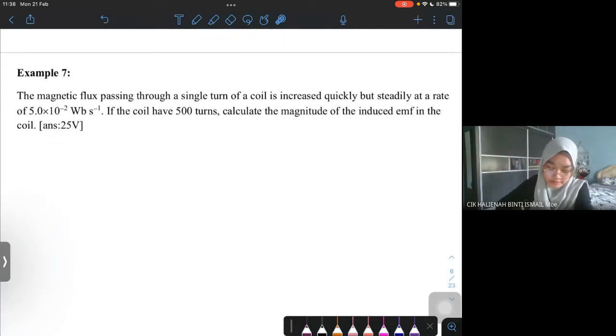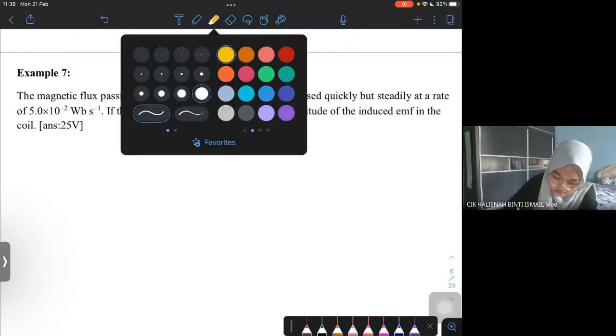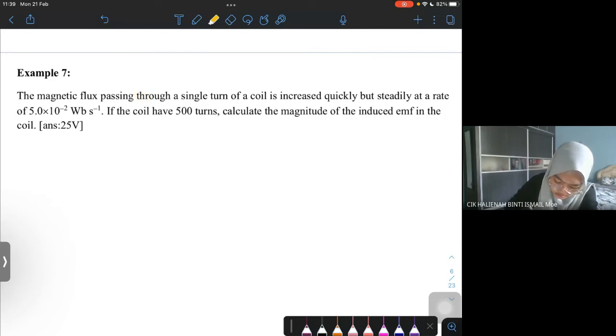Okay, example 7. The magnetic flux passing through a single turn of a coil is increased quickly but steadily at a rate of 5 exponent negative 2 Weber per second. If the coil have 500 turns, calculate the magnitude of the induced EMF in the coil. Okay. So the information that we are given is this value here, and also this value.